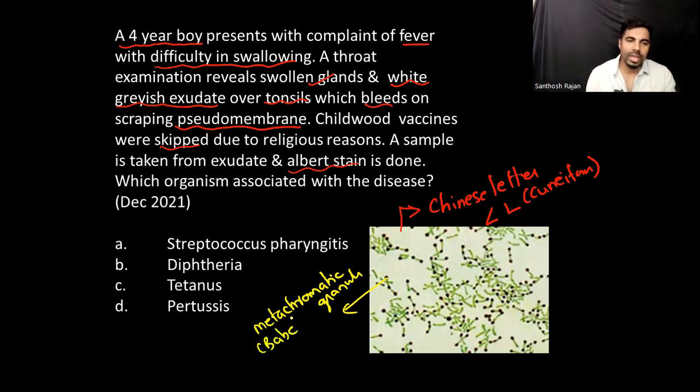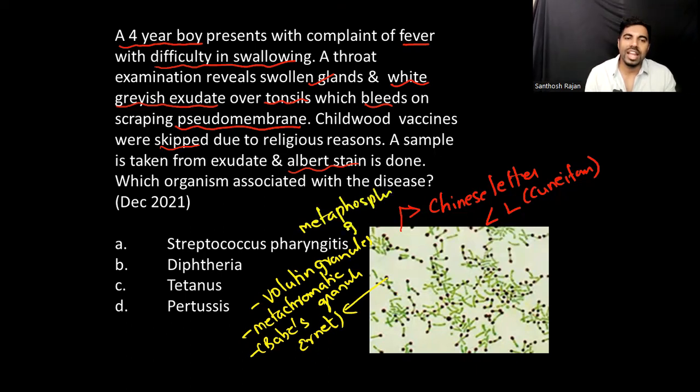Babes Ernst granules. Remember like that: babies get diphtheria. So Babes Ernst granule, metachromatic granule, volutin granule. They are also called metaphosphate granules, because these granules have a nutritional property for diphtheria. Please don't get confused when any granule name comes: volutin, Babes Ernst, metachromatic, even polar bodies, everything is for this only. You can expect any of these, it can be a direct question also, so this is important. That's why we use the special stain, Albert stain.